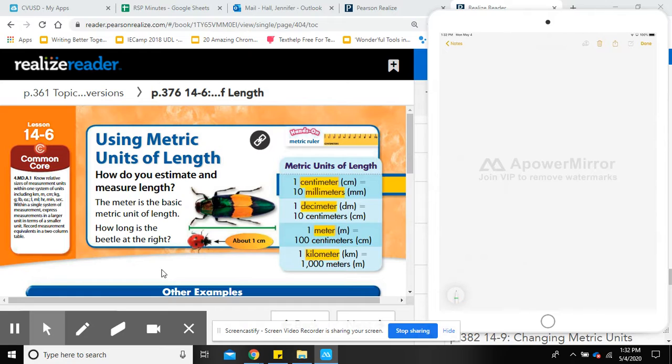I'm going to do a review video for lessons 14-6 through 14-10, which is mostly on the metric units as well as the units of time. So let's go ahead and get started with 14-6, which is using metric units of length. So we're going to be working with centimeters, millimeters, decimeters, meters, and kilometers.